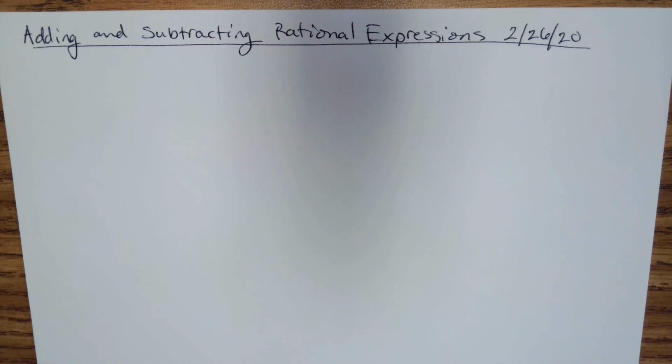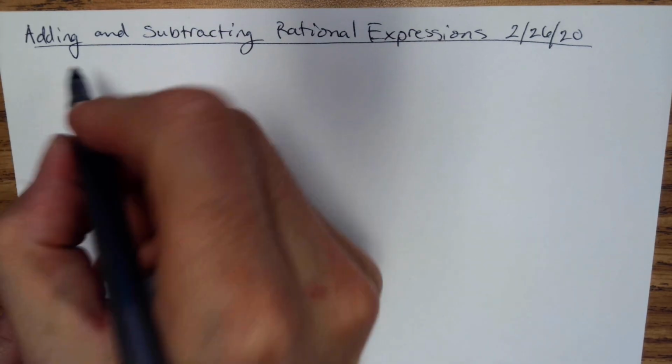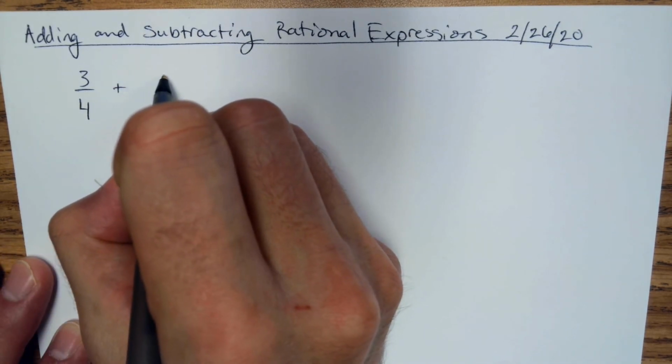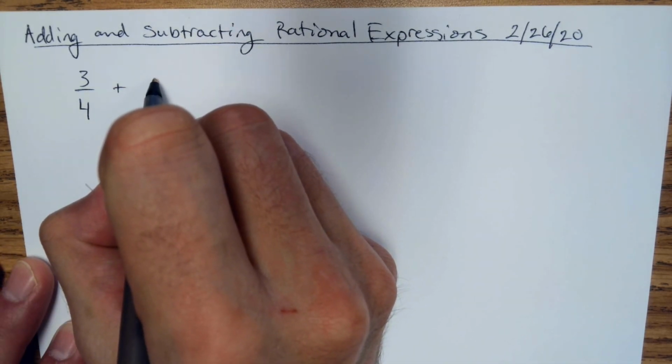For this, we're going to have a common denominator to begin with, so we won't have to get a common denominator. But I'm just going to show you what it looks like just for regular fractions.